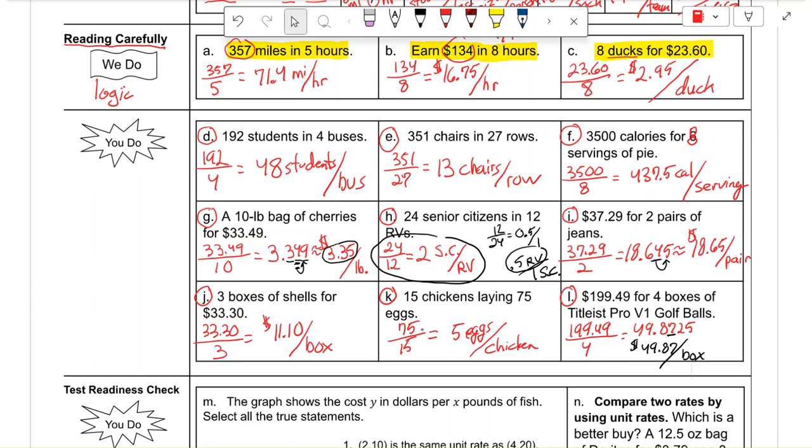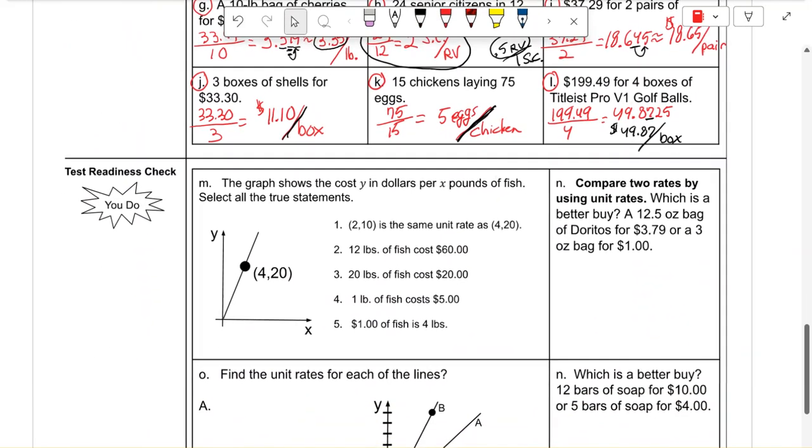Okay, we are back here with J, K, and L. And we can see that we have our boxes of shells, we have our chickens and the eggs, and we have our box of Titleist golf balls. So making sure that you got things right and that you're using your per signs correctly, you can move on to the test readiness check.